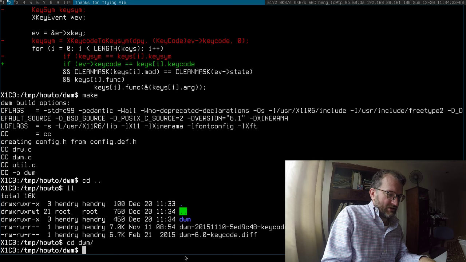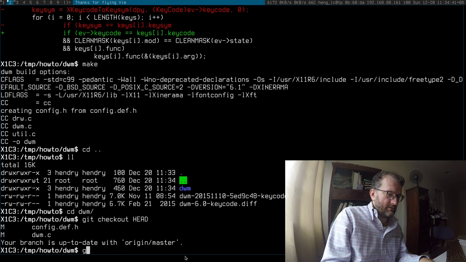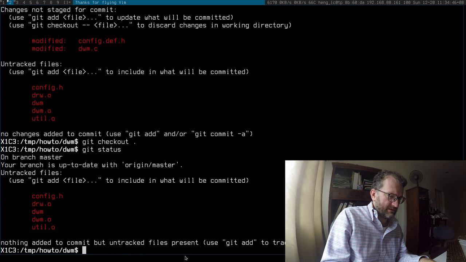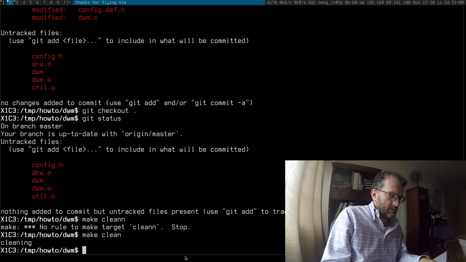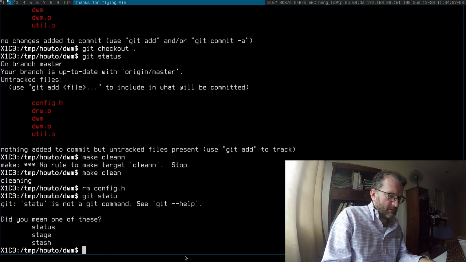Let me actually start from the beginning and get a checkout. How do you reset something? Good checkout, isn't it? Git status. Git checkout, git status. Make clean. Rm config.h, whatever. Git status. That's all cleaned up now.